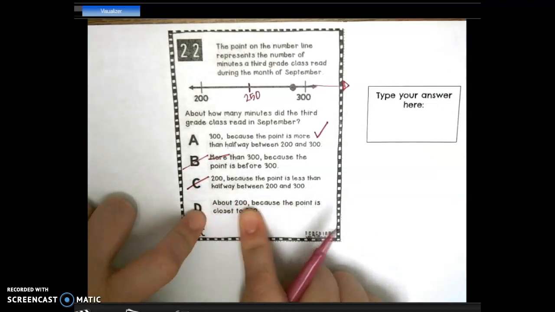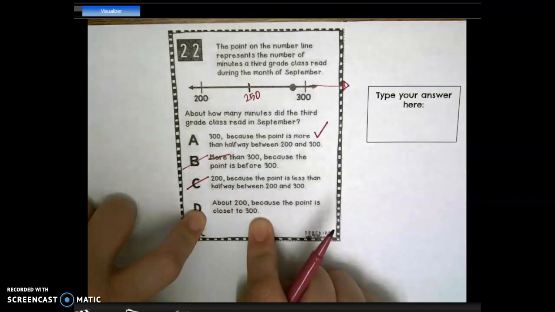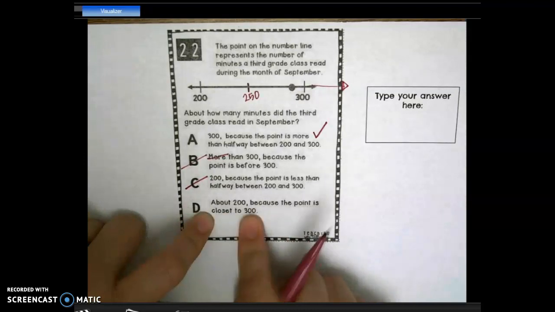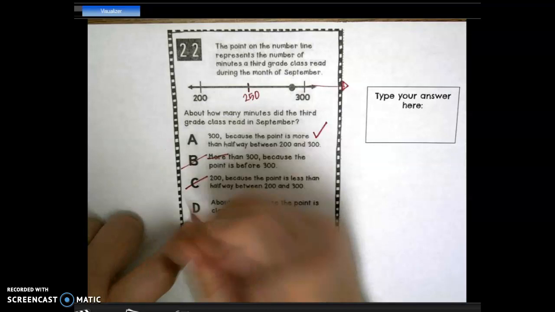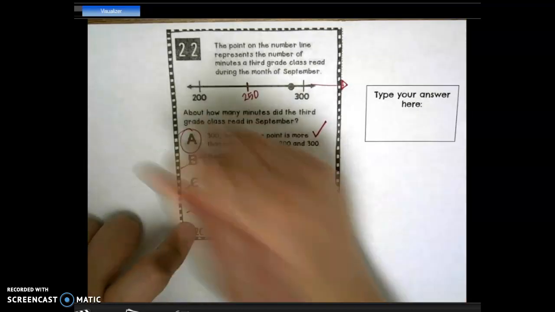And about 200 because the point is closest to 300. Well, if my point is closest to 300, then it's going to be about 300, not about 200. The correct answer is A.